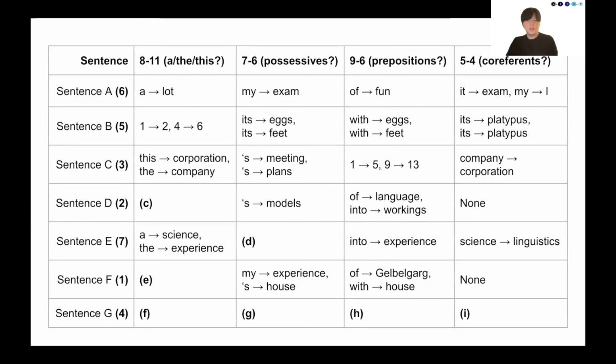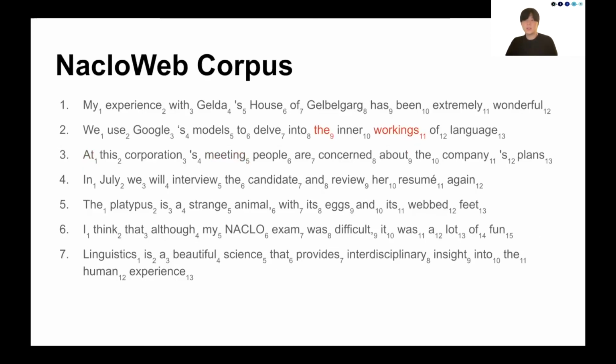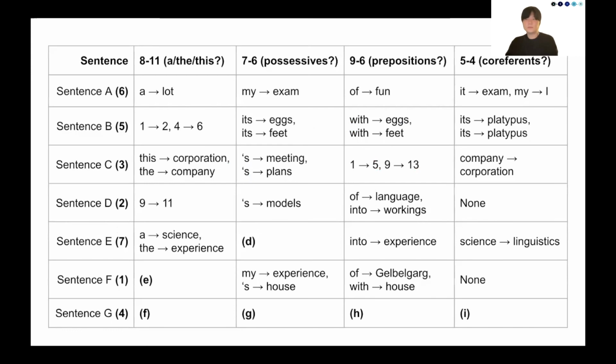And when you fill in the numbers for that, it looks like this. Next, cell C is under column 811 in sentence D, or 2. And here, just like sentence A, we go back to the corpus and connect any "a"s, "the"s, or "this"es to their associated nouns. In sentence 2, there is just the word "the" at position 9, and it connects to "workings" at position 11. And there you have it in the table.